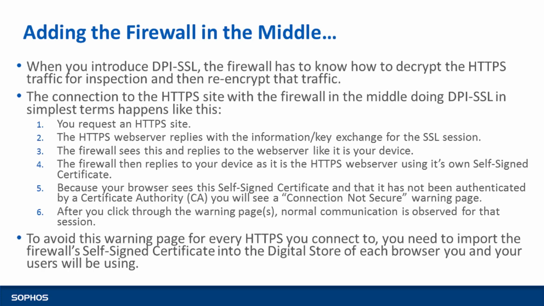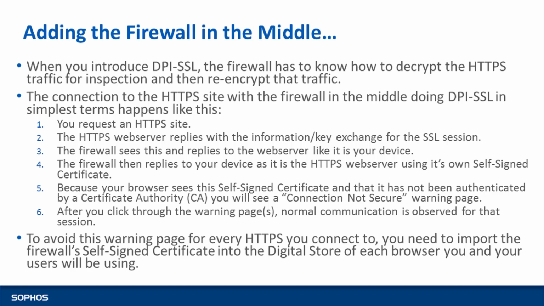In order to add the firewall in the middle of an HTTPS SSL connection, the firewall has to know how to decrypt the HTTPS traffic for inspection and then re-encrypt that traffic to be sent on. The connection to the HTTPS website with the firewall in the middle doing DPI SSL in the simplest terms happens like this. You request an HTTPS site. The HTTPS web server replies with the information keys that you need for exchange for the SSL session.